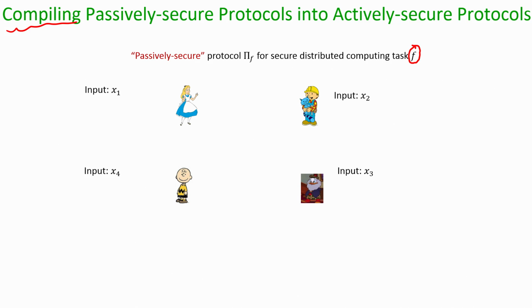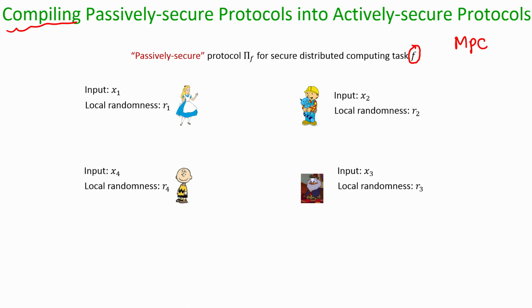I am taking the case where I have 4 parties, and the goal of the parties is to compute f of x1, x2, x3, x4, in such a way that even if there are some bad guys in the system, they do not learn anything about the x inputs of the good guys other than what they can learn from their own input and the function output. So, this is a very abstract problem. This problem we also call the multi-party computation problem.